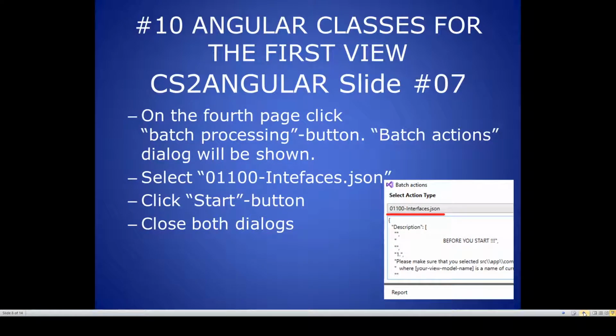Slide number 7. On the fourth page click Batch Processing button. Batch Actions dialog will be shown. Select 01100 Interfaces JSON. Click Start button. Close both dialogs.